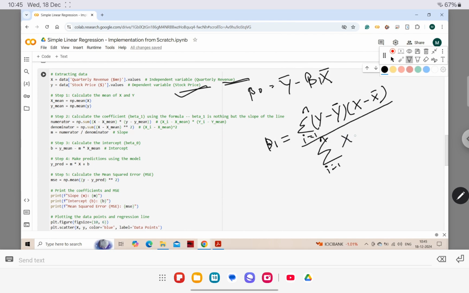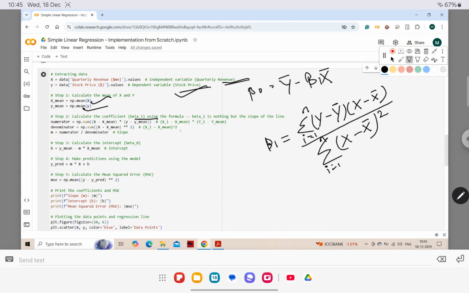This was independent variable minus mean of independent variable, and whole squared. If you remember the formula to calculate beta naught and beta 1, here we have calculated the mean of x, that is the independent variable, and the mean of the dependent variable. Now we have calculated beta 1. In order to calculate the value for beta 1, we have a simple formula.